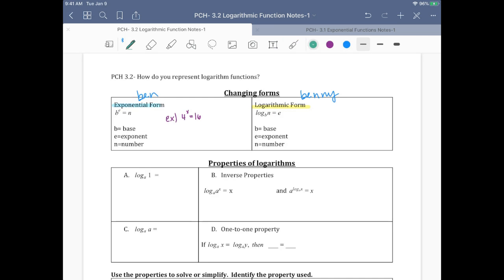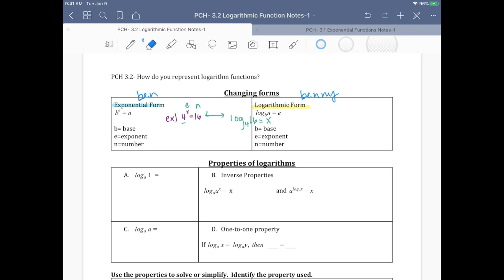So in log form, we get log, the base is 4, the exponent is x, so that equals our exponent, and the number it equals is 16. That's how I remember that. Ben and Benny.